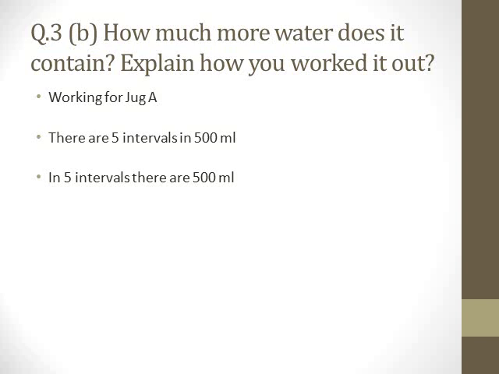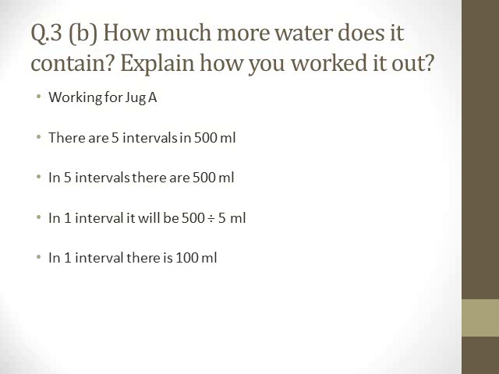So in one interval it will be 500 divided by 5 milliliters. So in one interval, what is the answer? 500 divided by 5 is equal to 100. So in one interval there is 100 ml. So you see the reading of jug A is just one interval before 500. So there are exactly 4 intervals. When you multiply 100 by 4, you get the answer 400 ml, and you will say that jug A contains 400 milliliters of water.